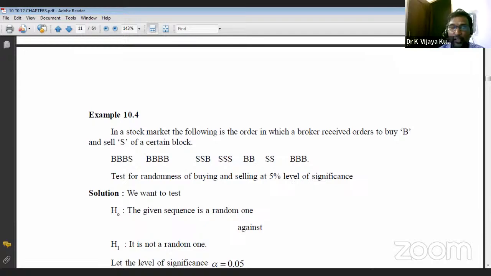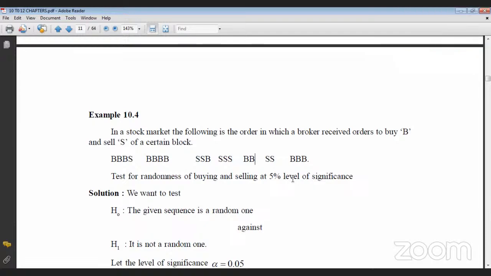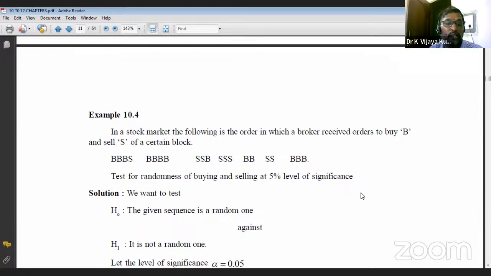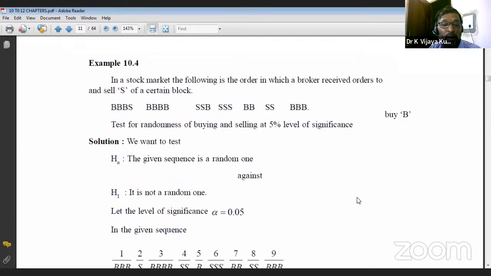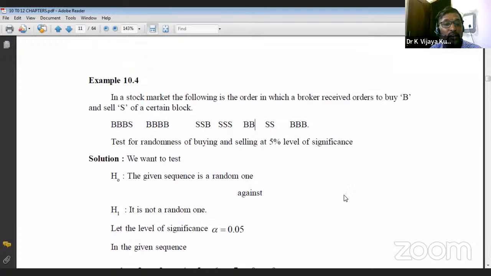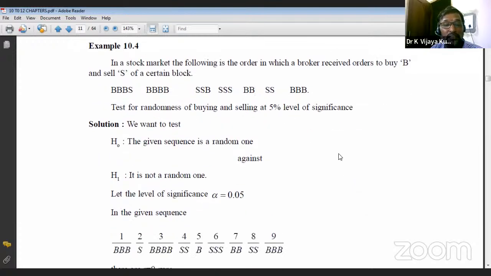Test for randomness at 5% level of significance. We want to test whether the given sequence is a random one against it is not a random one. So the level of significance alpha is equal to 0.05.